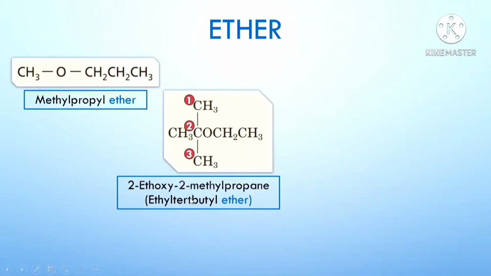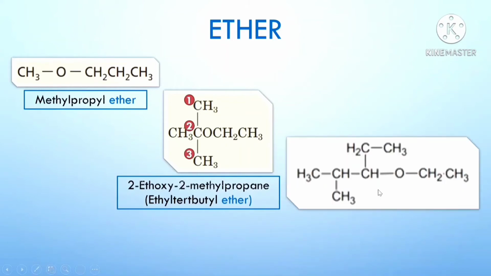atom is actually tert-butyl. Similarly, for this molecule, we have to identify the parent chain and number it. 1, 2, 3, 4, 5. It's a pentane. On carbon number 3, we have the ethoxy group attached to it, and we also have a substituent attached at carbon number 2.